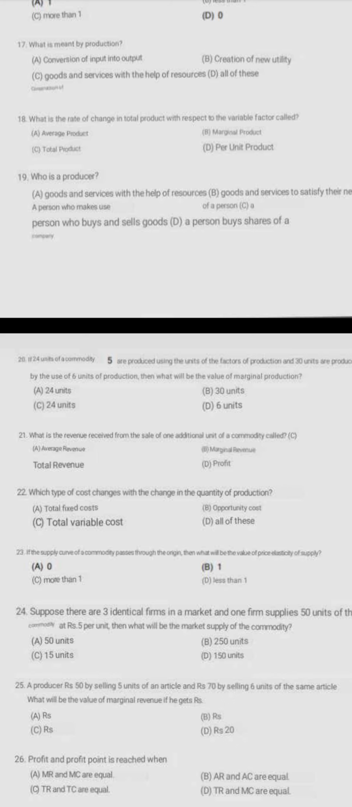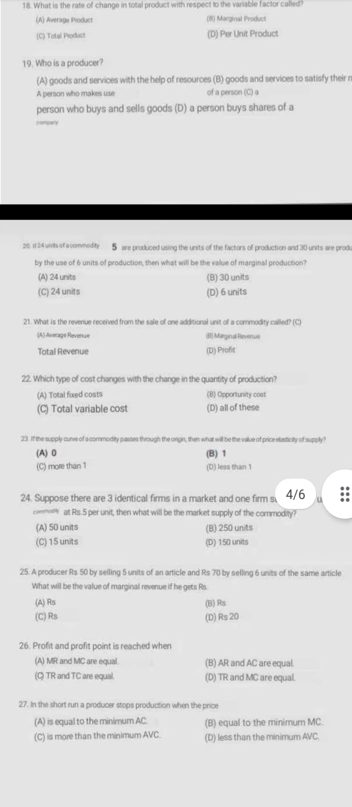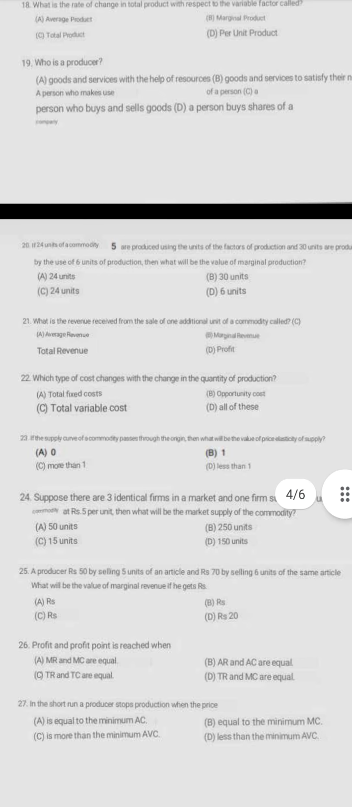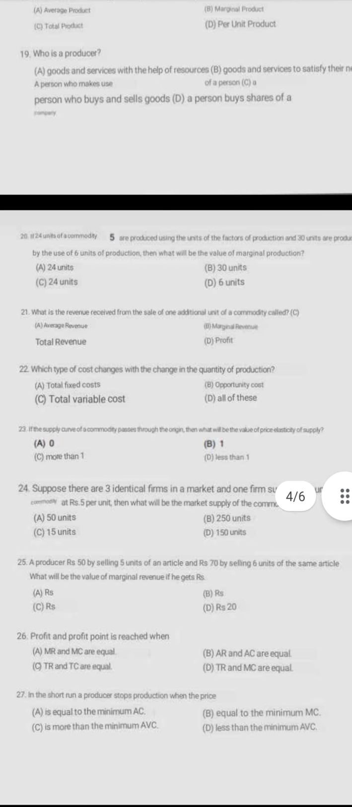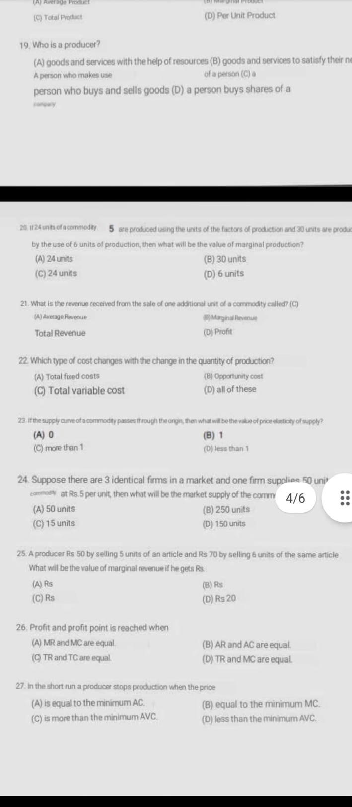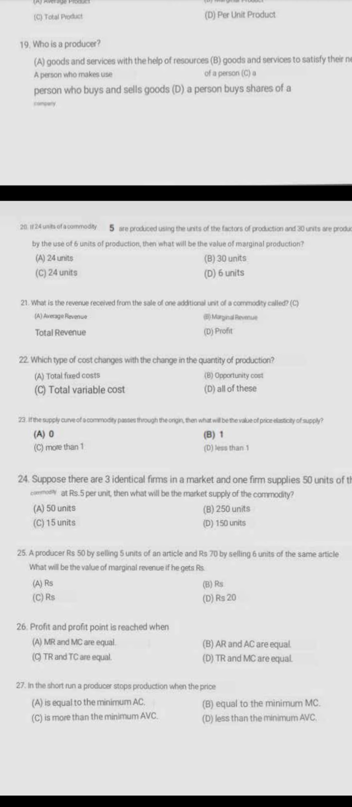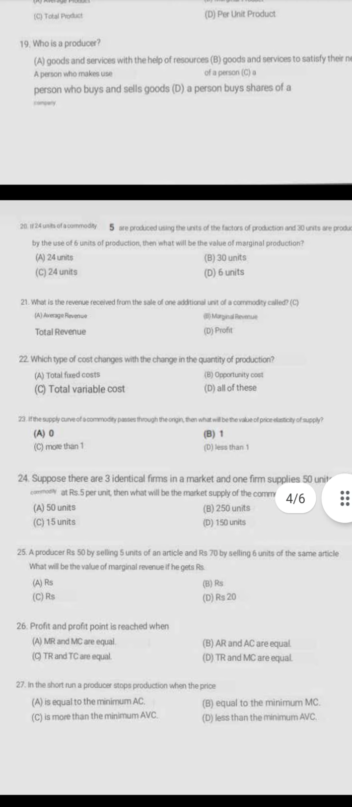So 30 minus 24, that is 6 units. Next one, 21. What is the revenue received from the sale of additional unit of commodity called? Additional unit. Where the word additional comes, that means marginal. Yes, marginal revenue. Next one. Which type of cost changes with the change in quantity of a production? That one is total variable cost.